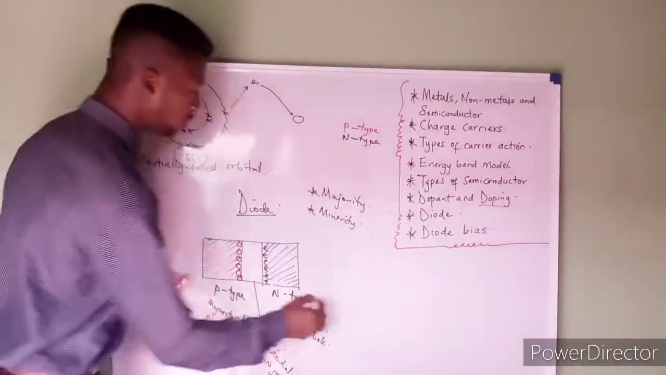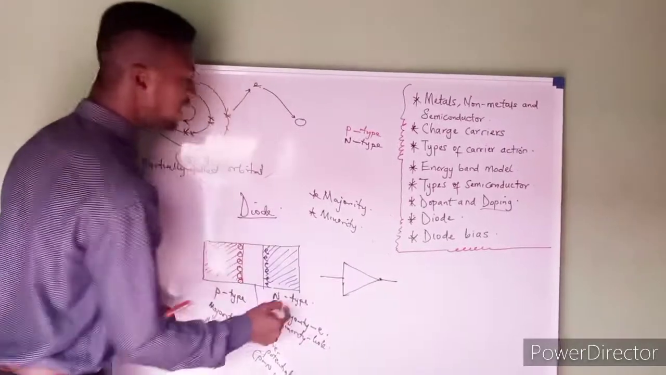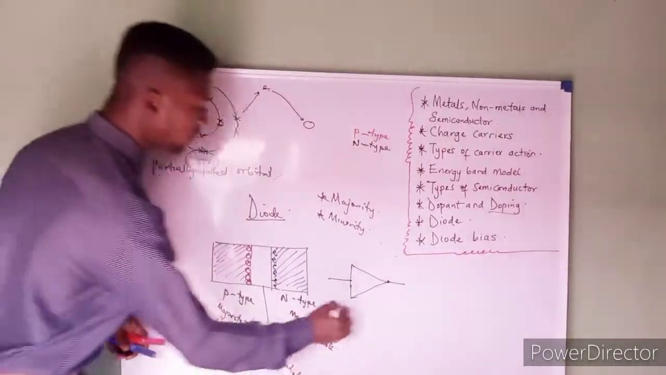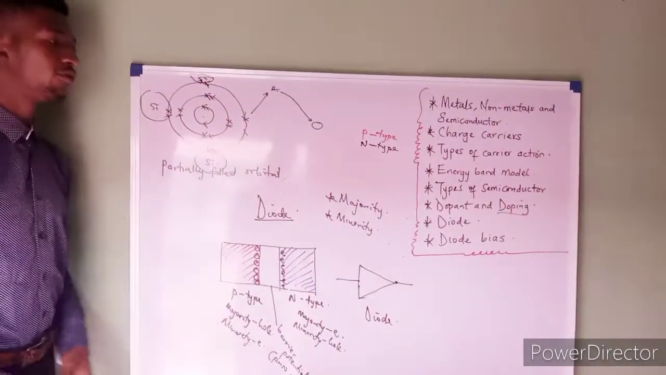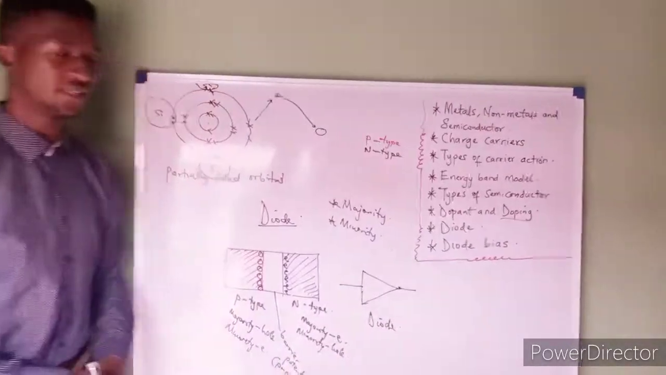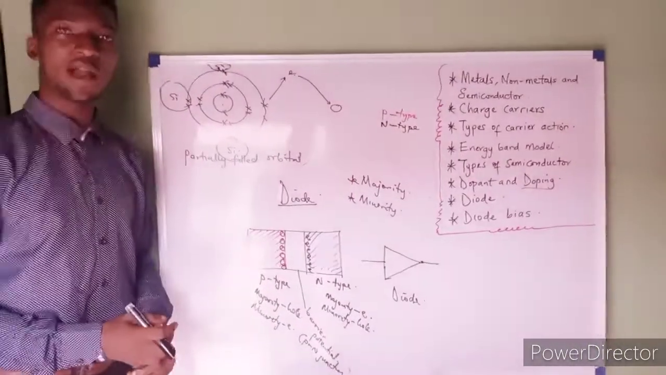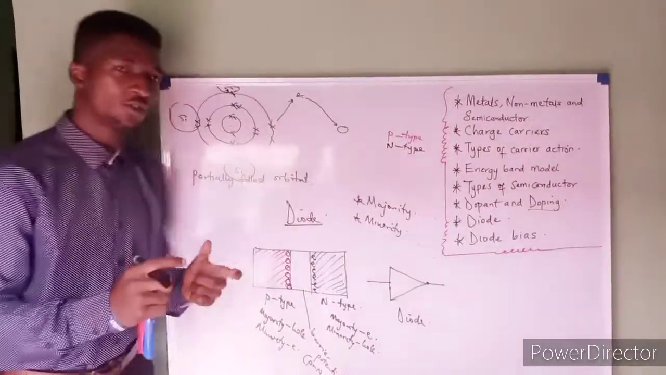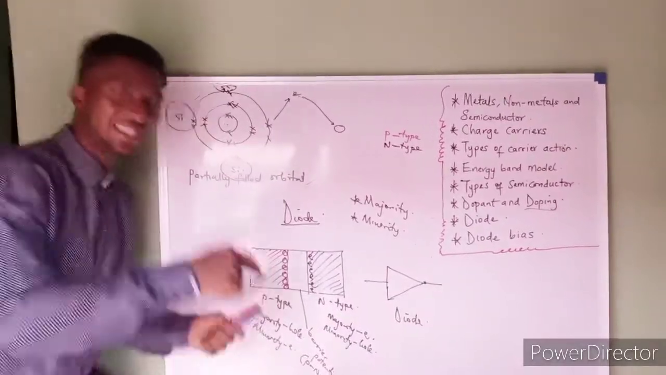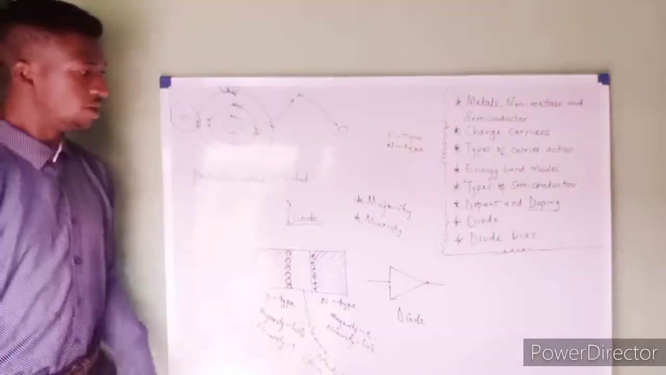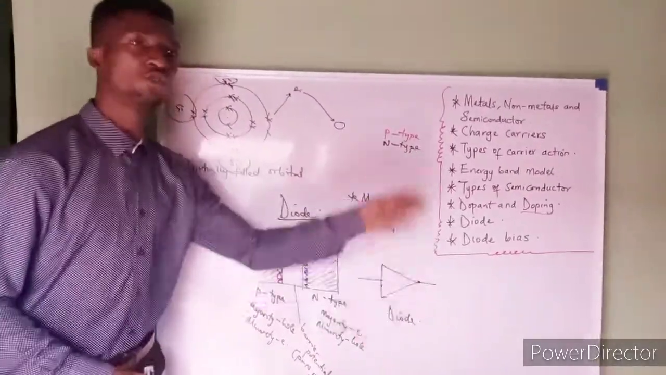Now the symbol for a diode is given this way. This is the symbol for a diode. When you see this in an electric circuit, it simply means a diode. Now let's move further to biasing a diode. How do you bias a diode? Biasing a diode is talking about the form a diode will take when it is placed in an electric circuit. The way a diode reacts in an electric circuit is called diode bias.